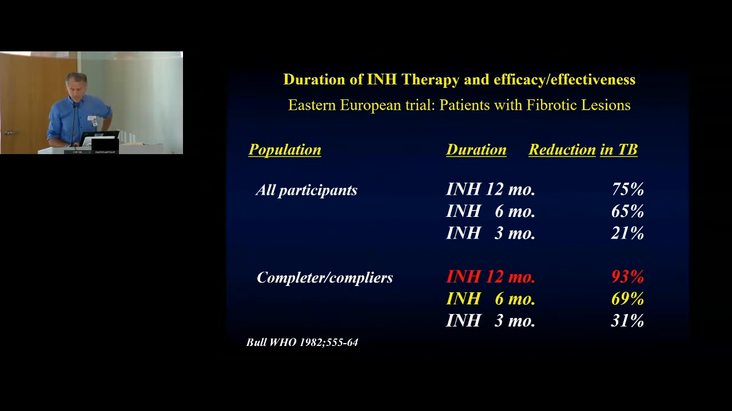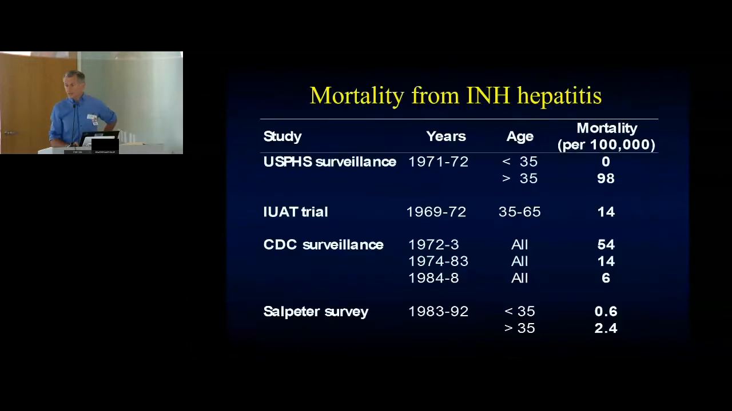And 12 is the gold standard. Okay, but the downside of INH, which is well known, is the mortality from INH hepatitis, which was much higher in earlier years and has come down substantially because people have learned how to identify who's going to get toxicity. It's mostly through patient selection. Some of it may be through closer follow-up.